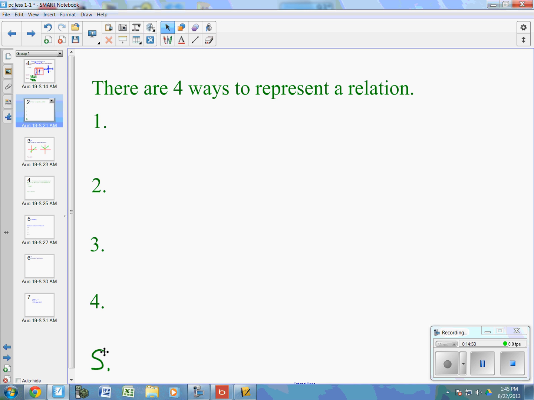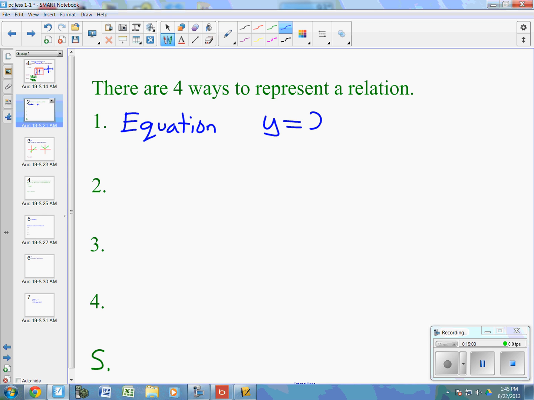Good. Equation is 1. I write that down. Equation. I'm going to write an example of equation right there. That's one way. Would that represent two variable quantities being related to each other? Okay. What's another way?